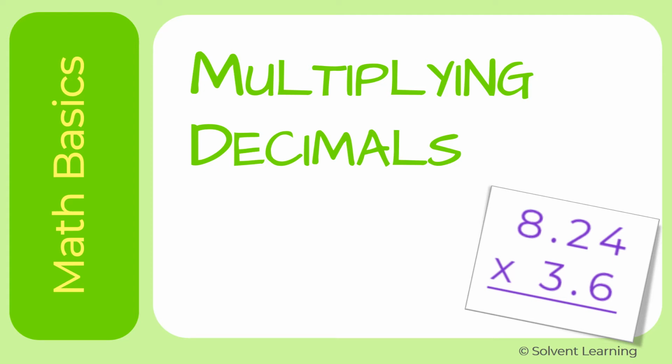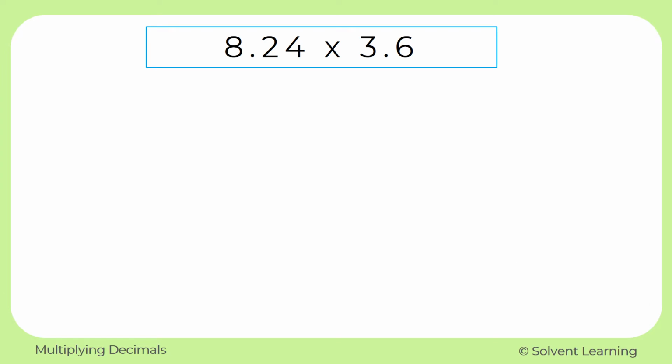In this lesson, we're going to look at multiplying with decimals. Here we're going to multiply 8 and 24 hundredths by 3 and 6 tenths.